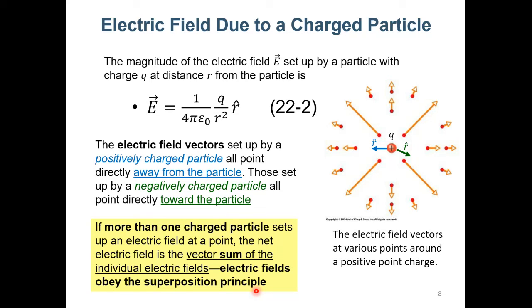So similar to Coulomb's law, if Q is positive, you know that the E field should point outwards. If Q is negative, then you know that the E field should point to the charge.